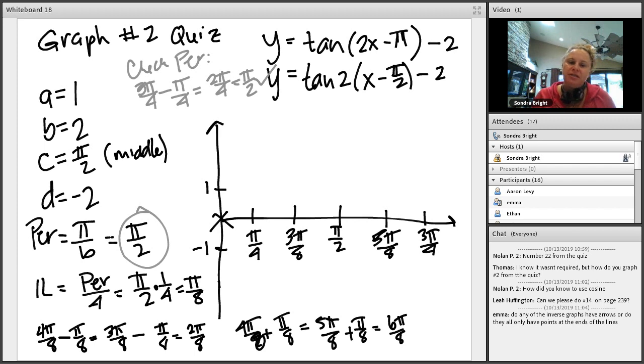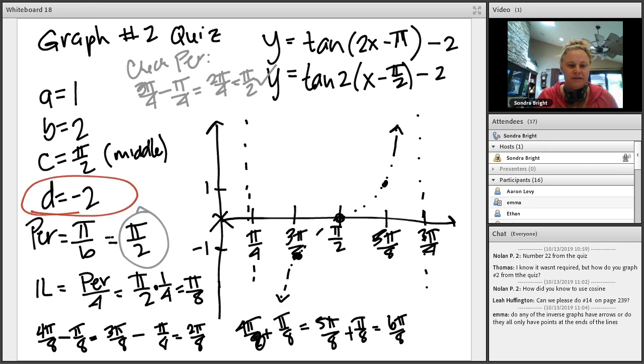All right, so tangent does asymptote, asymptote, middle here, up to 1, down to negative 1. And so tangent without the d value looks like that. But then we've got this shift down of 2 units. So that means I need to go down 2. So that's a negative 3.